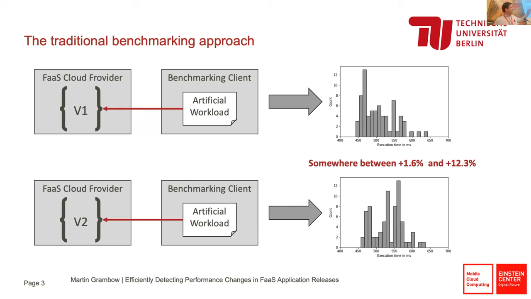You end up with a performance change somewhere between 1.6 and 12.3%. So it's a wide range. You cannot say, okay, this is the change; you detect some change, but you cannot precisely quantify it. And so this is the baseline we want to improve.